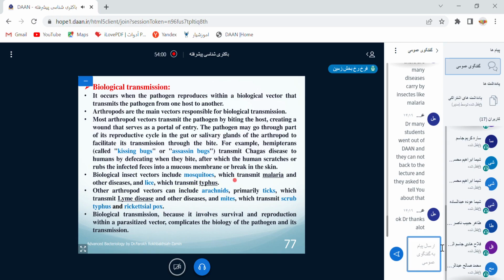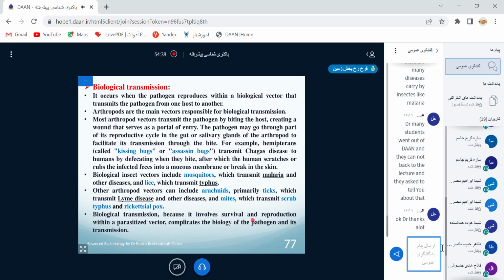Biological insect vectors include mosquitoes, which transmit malaria and other diseases, and lice, which transmit typhus. Other arthropod vectors include arachnids, primarily ticks, which transmit Lyme disease and other diseases, and mites, which transmit scrub typhus and rickettsialpox.